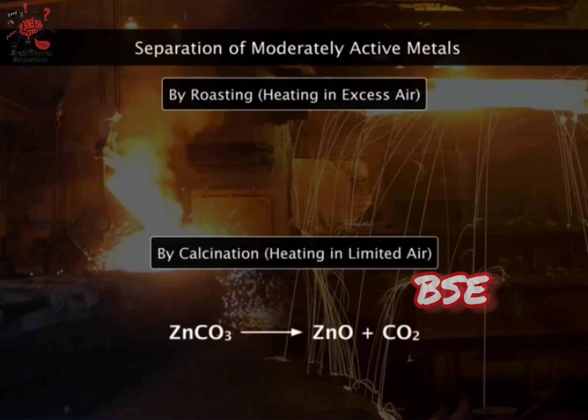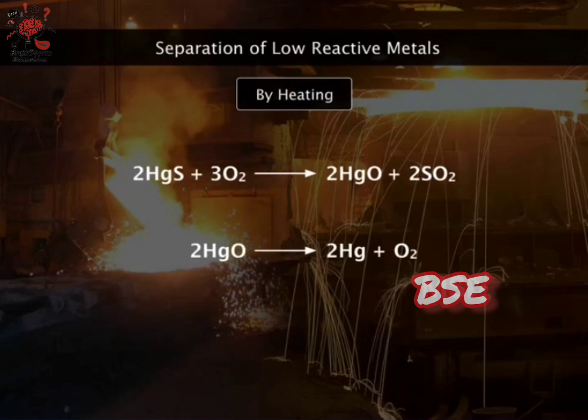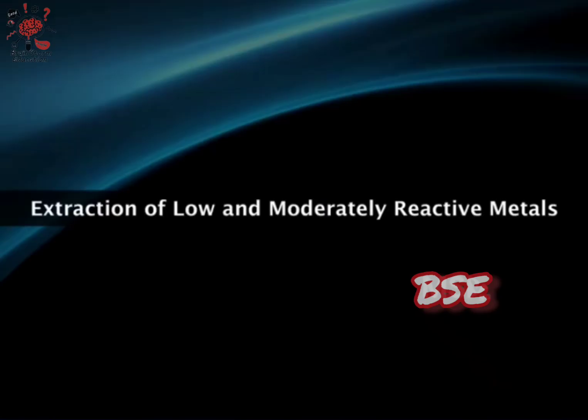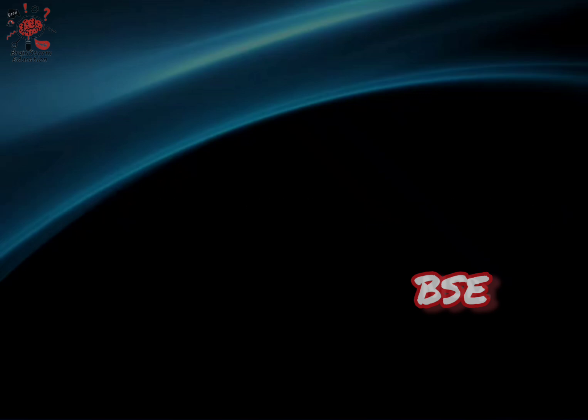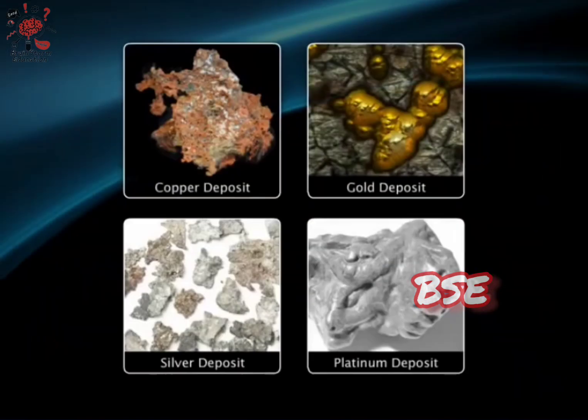Carbonate ores are calcined and sulfide ores are roasted. Low reactive metals are separated by heating. The reduction tendency increases as we go down the activity series. The metals placed at the bottom of the activity series below hydrogen are not easily oxidized, and hence they are available as free metals in the natural state.